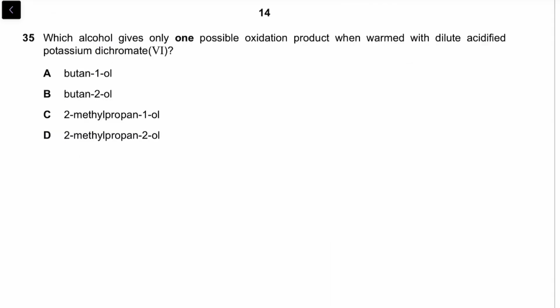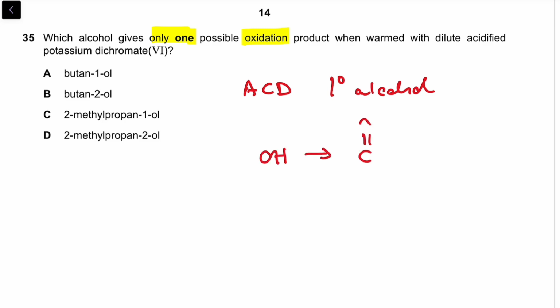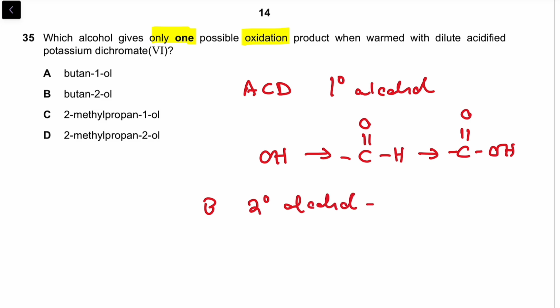Question 35. Which alcohol gives only one possible oxidation product when warmed with acidified potassium dichromate? So we have 4 options. A, C, and D are all primary alcohols. These alcohols can be oxidized to form aldehydes and then carboxylic acids, while B is a secondary alcohol, so it can only form ketones upon oxidation. Therefore, the answer is B.